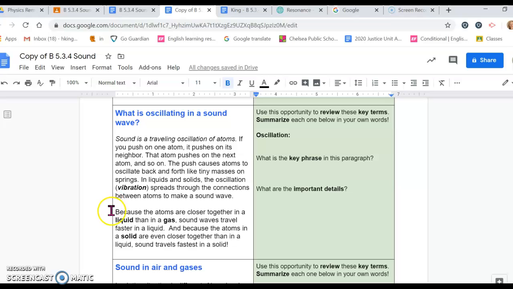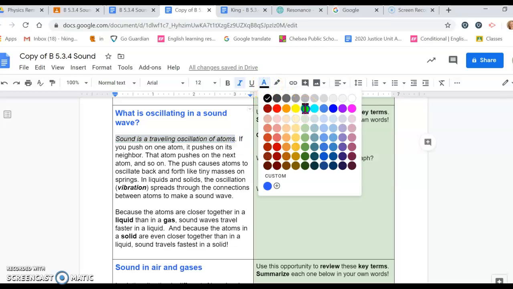Because the atoms are closer together in a liquid than in a gas, sound waves travel faster in a liquid. And because the atoms in a solid are even closer together than in a liquid, sound travels fastest in a solid. Wow. A lot of information here, okay? So we're going to highlight, let's see. Sound is a traveling oscillation of atoms. I think that's really important. I'm going to highlight that, okay?